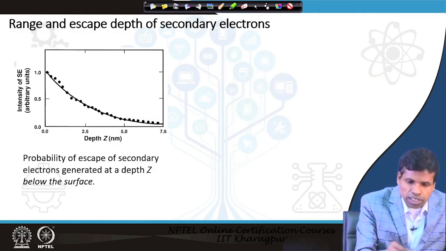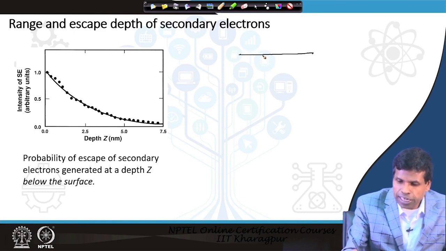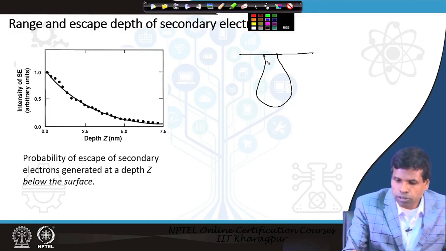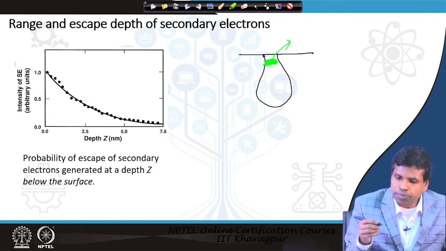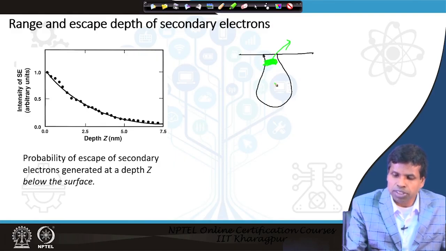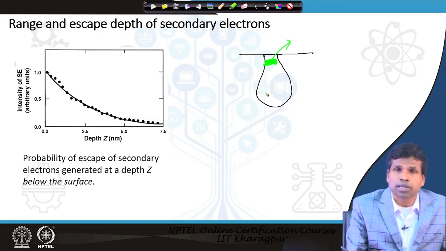Then I was talking about the escape depth of the secondary electrons. We have the secondary electrons which are coming close to the surface, that is 5 to 50 nanometer. That is what is called escape depth. Escape depth means the secondary electrons generated at a depth of 5 to 50 nanometer can come out. Actually, secondary electrons are generated everywhere in the interaction volume, but those generated much below 50 nanometer from the surface will be reabsorbed and cannot come out of the specimen. As they cannot come out, they cannot be detected by the detector.